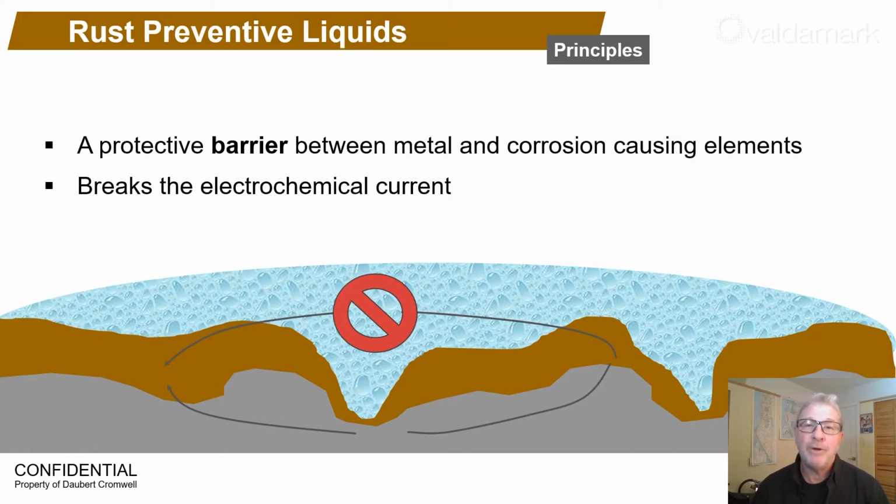For centuries, people have protected metals from corrosion using rust preventive liquids. Applied by spray, brush, wipe, or dip, today they are available as solvent-based, oil-based, and water-based carriers. The intent of using them is to break the electrochemical corrosion current.